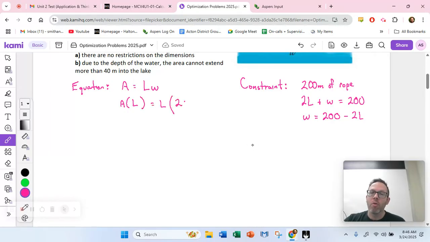The width is equal to 200 minus 2 times L. And now we have an area function in terms of 1 variable. I could have got L by itself too and got an area function in terms of the width. But so now grade 10, you could finish this problem because this is quadratic. So you could find the vertex and find the length that maximizes the area. And maybe you even did this question in grade 10.